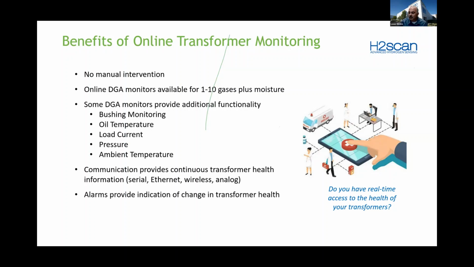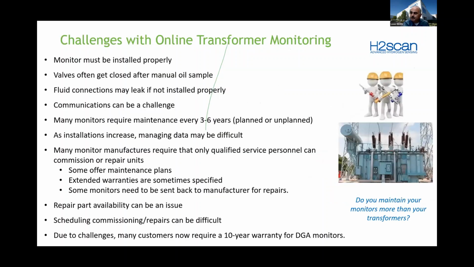And so it's very important that you have a plan, and we'll get into the things you need to ensure happen to make sure that you have a good experience with your online monitoring. So as with any technology, there are some challenges, and these are things you want to make sure are done correctly to ensure that you get the most out of your monitoring system. So first of all, your monitor must be installed properly.